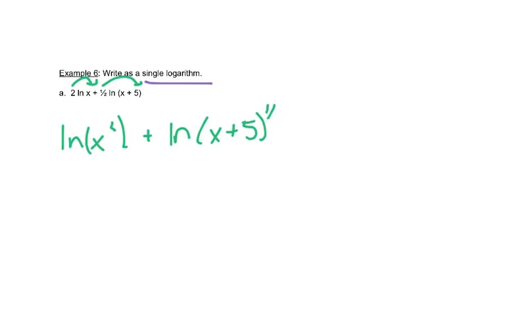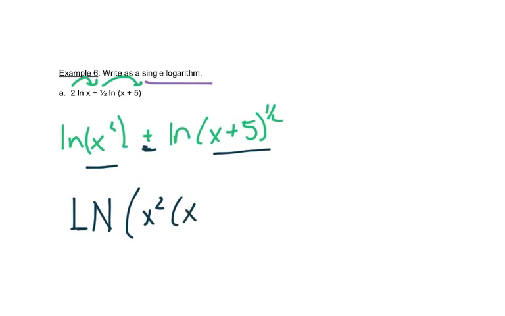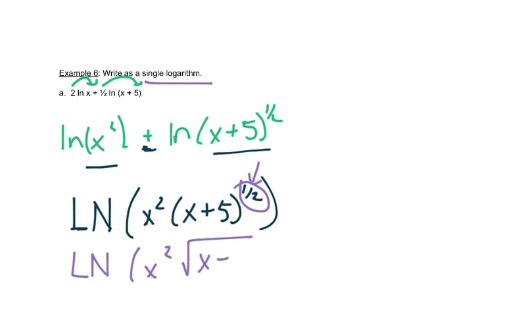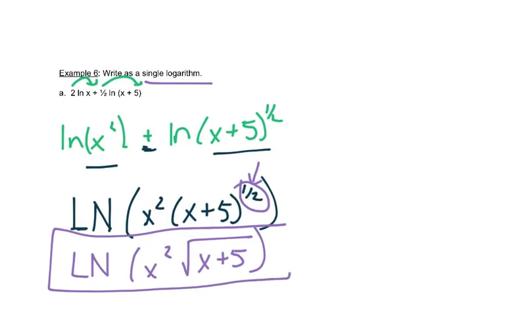Again, this says write as a single logarithm, so we want to smash things together. But when we have numbers in front, we have to move them first. So that 2 is going to become an exponent, and that 1/2 is going to become an exponent. So we'll have ln of x squared plus ln of x plus 5 to the 1/2. And then because it's addition, we're going to smash these together. And when we smash them together, it becomes multiplication. So I'll write ln once, parentheses, then we'd have x squared times x plus 5 to the 1/2. And then the last thing is that we don't like to leave fractions as exponents. We can rewrite that. Remember that 1/2 exponent really means a square root. So that is our final answer.